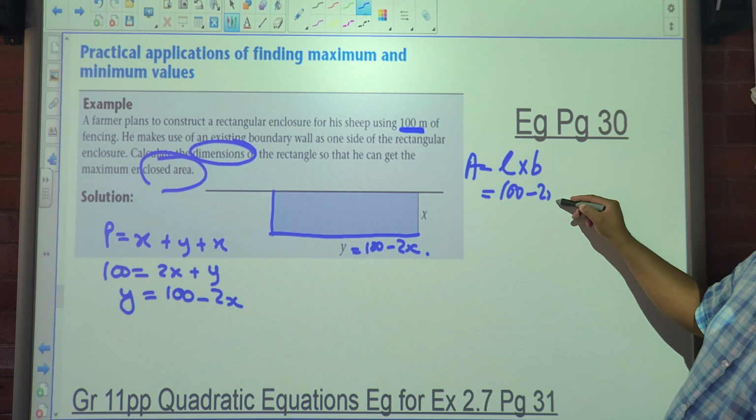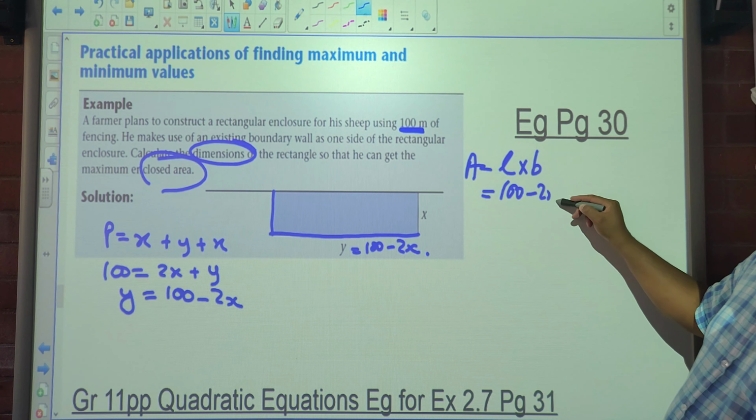So how do I get rid of this? I multiply it. So you get negative 2x squared plus 100x. So what does this now do? Now what you see here is an algebraic expression for the area. Can you see that? The area of this rectangle is now defined as negative 2x squared plus 100x.